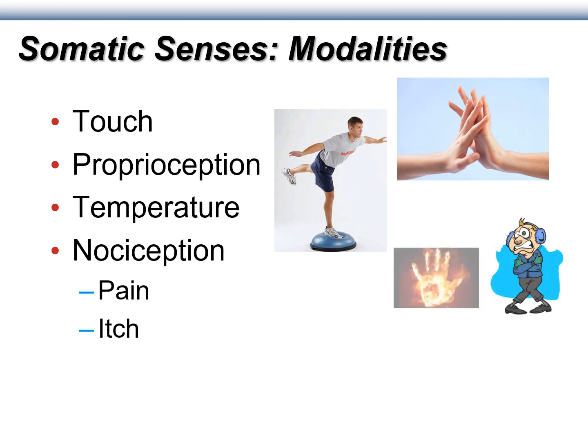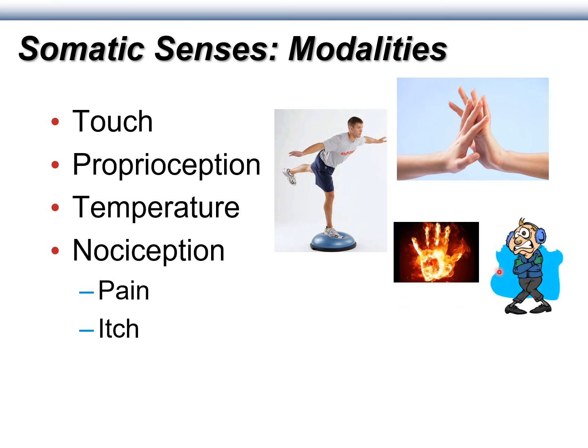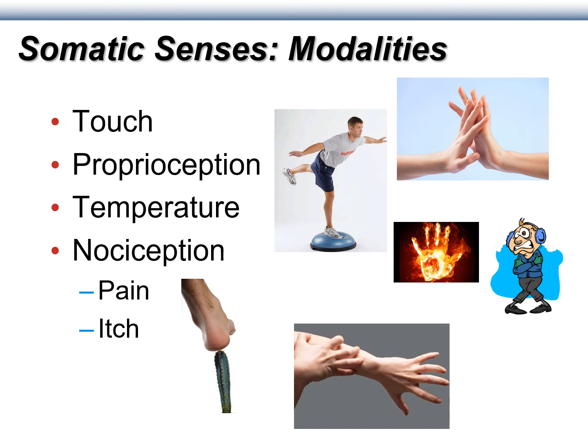Temperature, thermoreception, again, is a type of modality triggered by a certain set of receptors that are most sensitive to temperature change in this case. And then we have nociception, what we call pain and itch. Again, free nerve endings are the most common here. We're going to break out pain and itch a little more carefully in this chapter, so we'll talk about that as a topic unto itself.